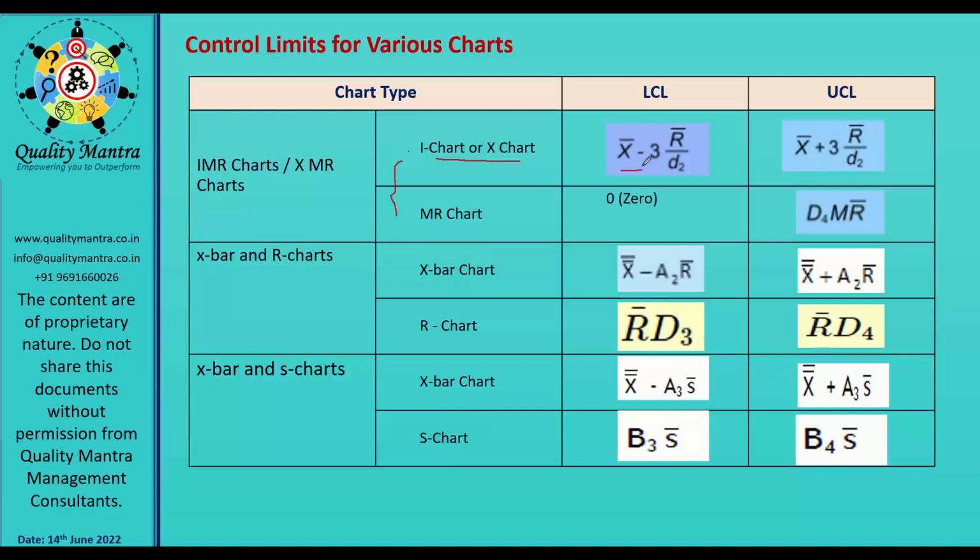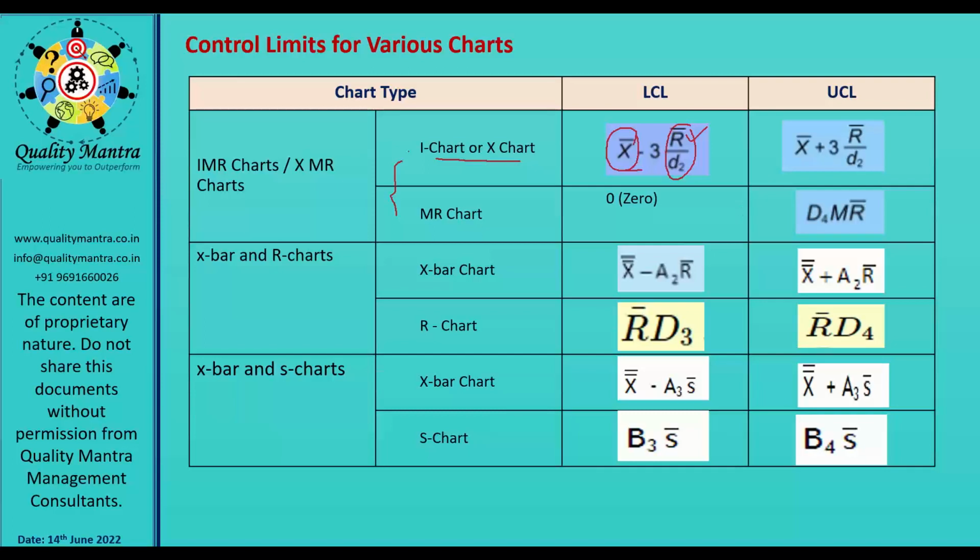And the LCL is X bar minus 3 into R bar by D2. And the UCL is X bar plus 3 into R bar by D2. When we say X bar, it means whatever the data is, its average. We need to take the average of the entire data. When we go to the Excel sheet, you will understand in a better manner. And then you need to subtract 3 into R bar by D2. So what is this R bar by D2? The average of the data range divided by D2, and X bar plus 3 into R bar by D2.